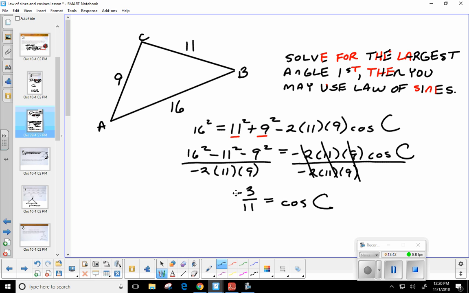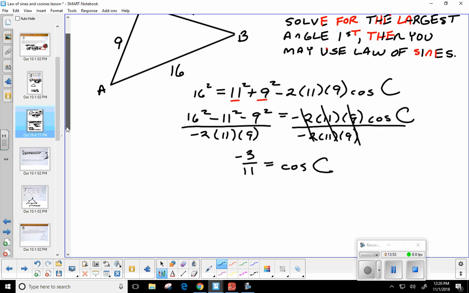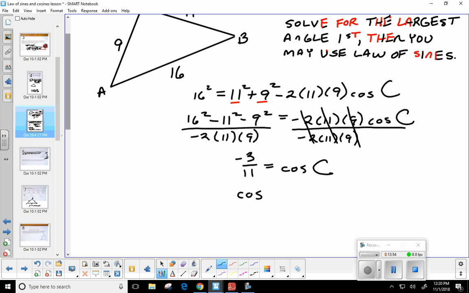Okay. Yeah, so we don't know what angle C is giving me, but I do know that the ratio of the sides of the triangle is going to be negative 3 over 11. So now I'm going to take the inverse. So cosine inverse of that value I got is now going to give me the angle I'm looking for.